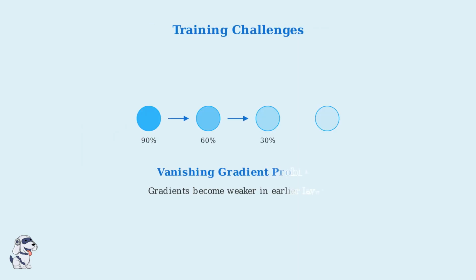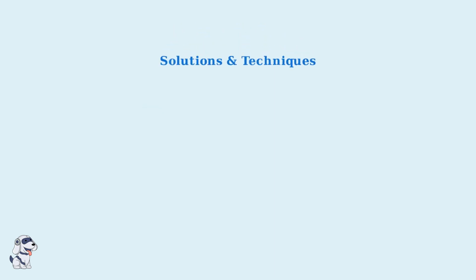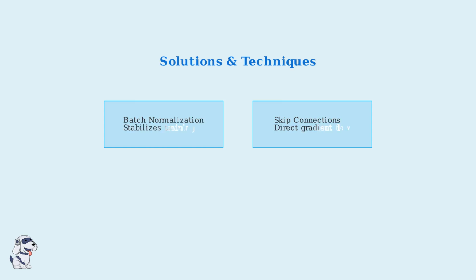However, training deep neural networks presents significant challenges. The vanishing gradient problem occurs when gradients become exponentially smaller as they propagate backward through many layers, making it difficult for early layers to learn effectively. Fortunately, researchers have developed several techniques to address these challenges.